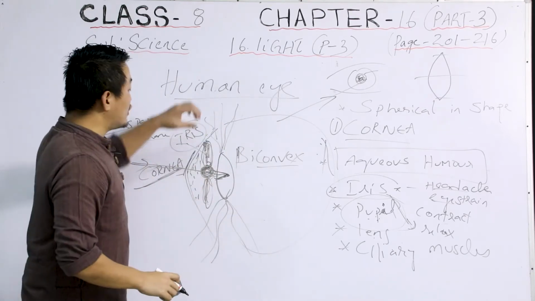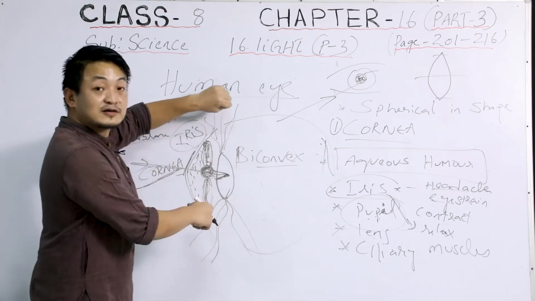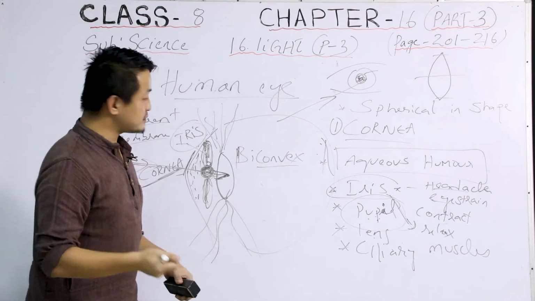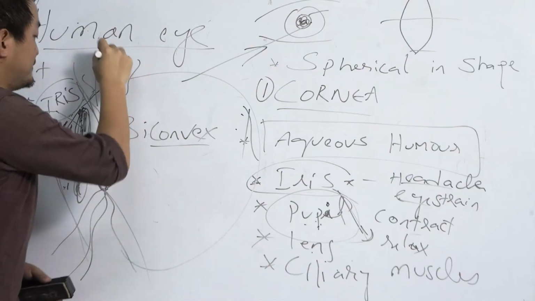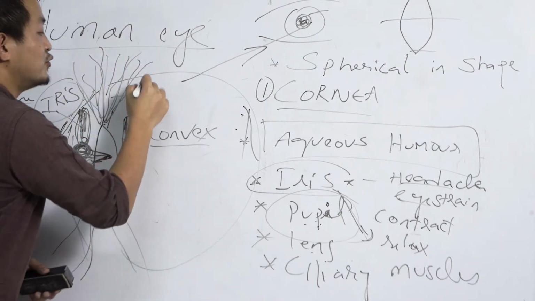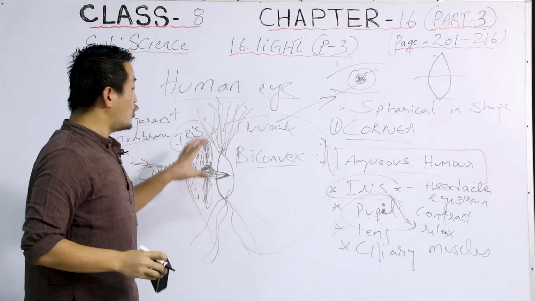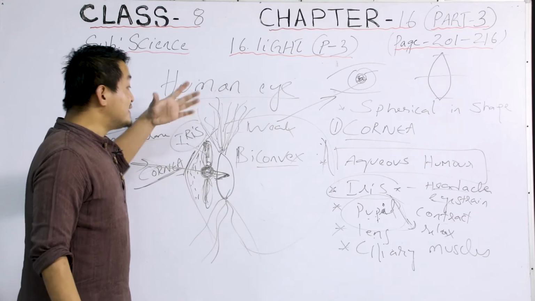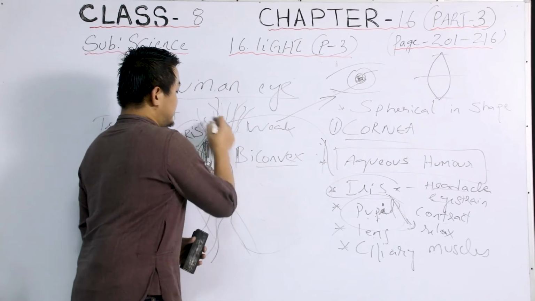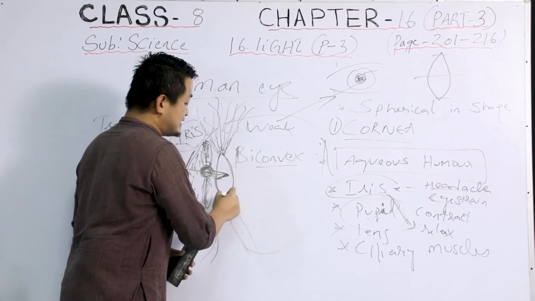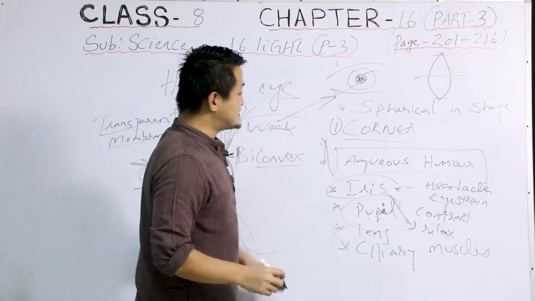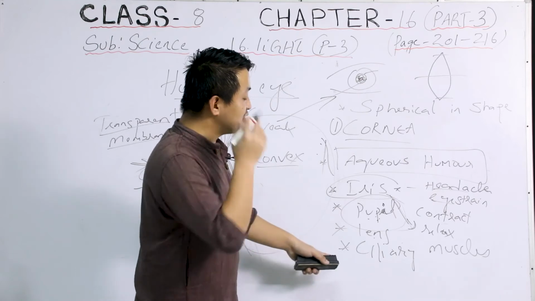Now, what is the role of these ciliary muscles? These muscles hold our eye lens in position. Now see, if these ciliary muscles become weak, then they will not be able to hold our eye lens in position. In that way, even the vision will be affected. This lens is a very sensitive part of the eye. So we have discussed the iris, pupil, lens, and ciliary muscles.